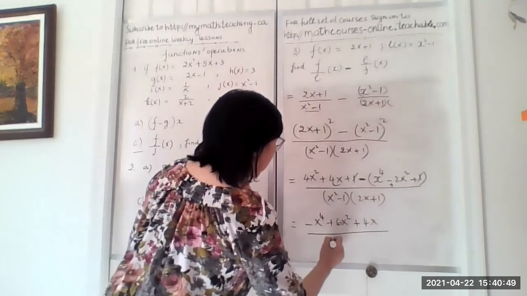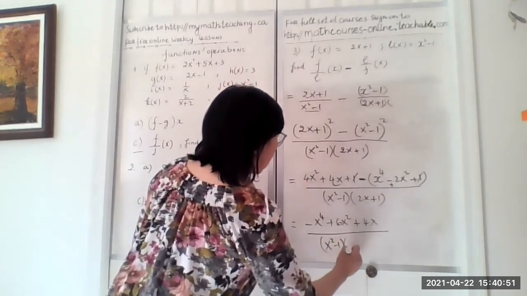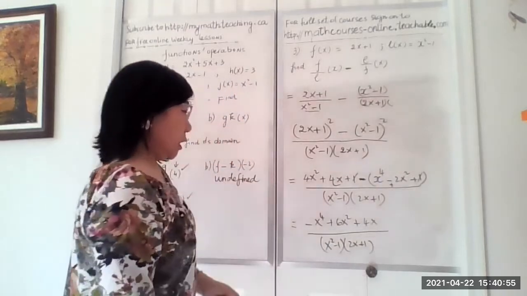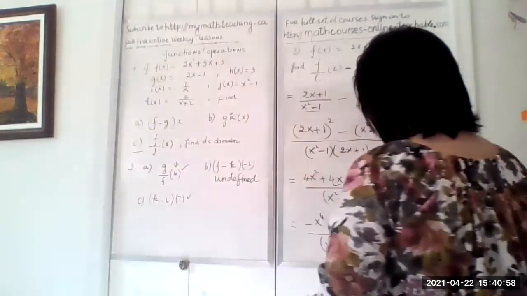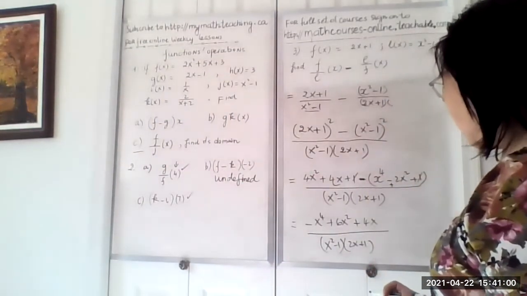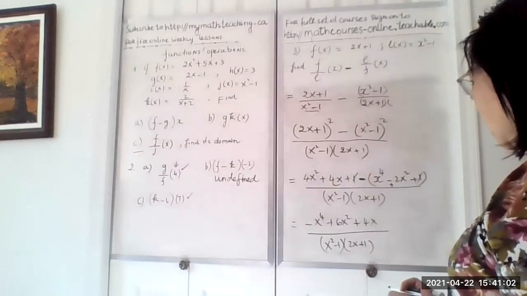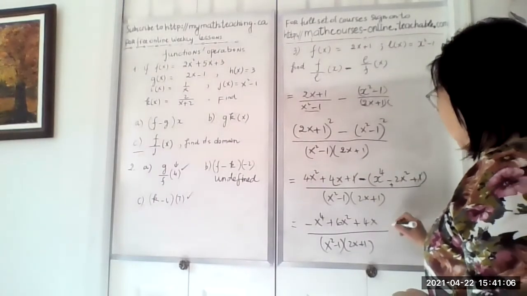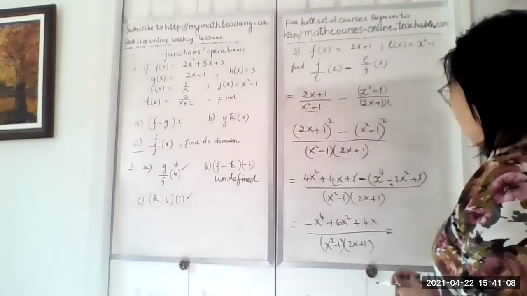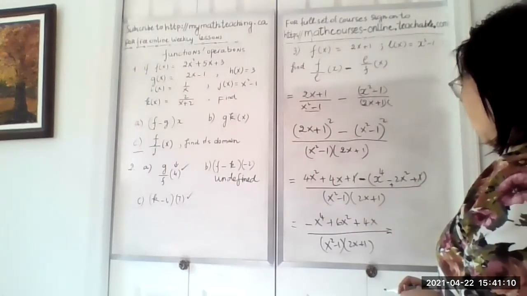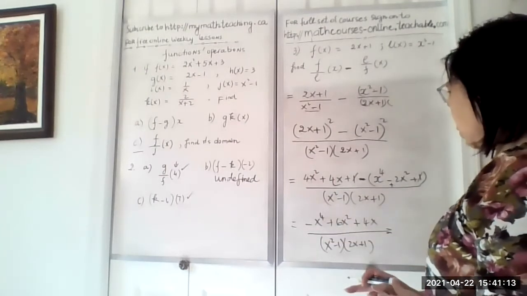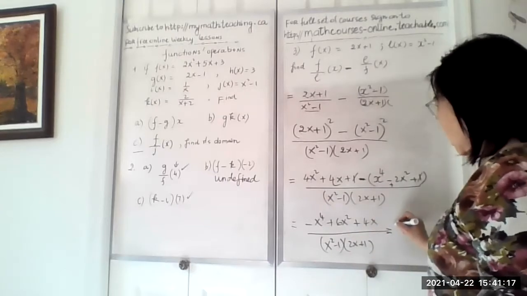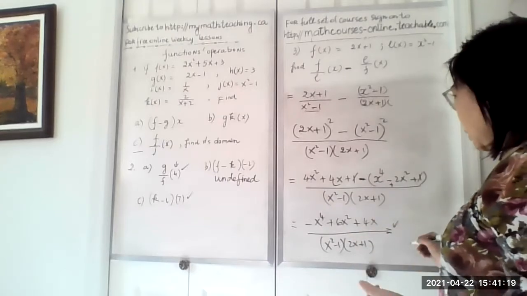And down here we have x squared minus 1 times 2x plus 1. Now at this point, I don't think we can factor out. We can only factor out the x, but that wouldn't really work if we just factor out the x. So I think this is the answer, because that's the final answer.